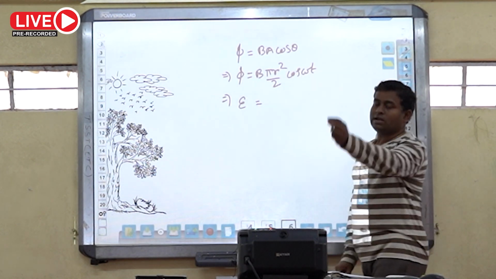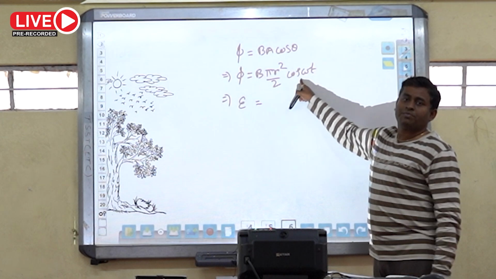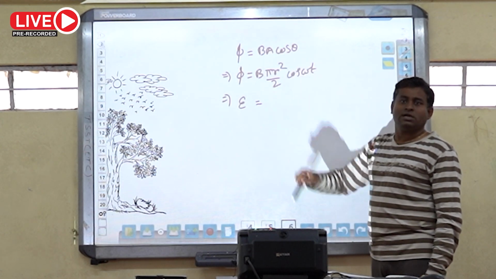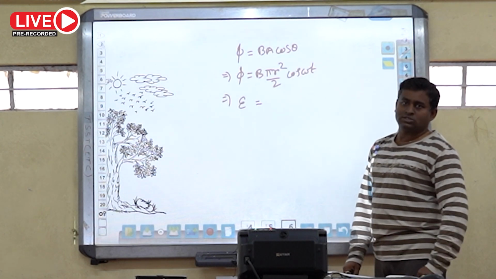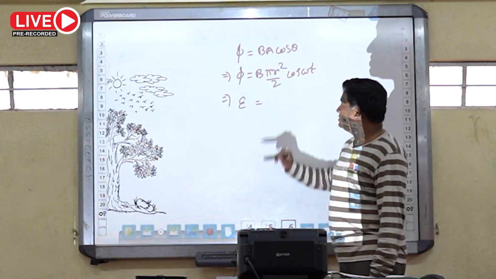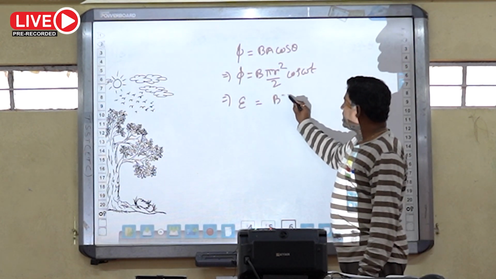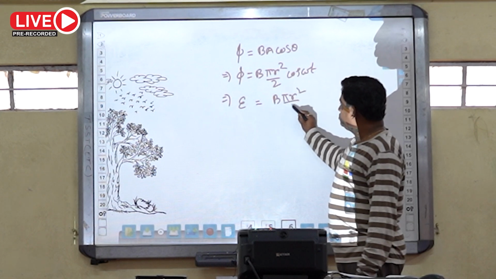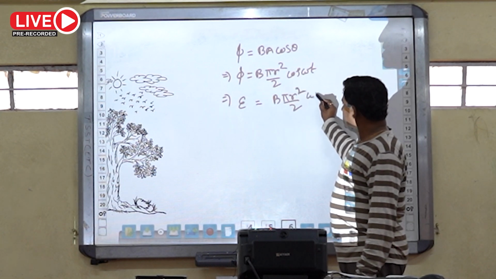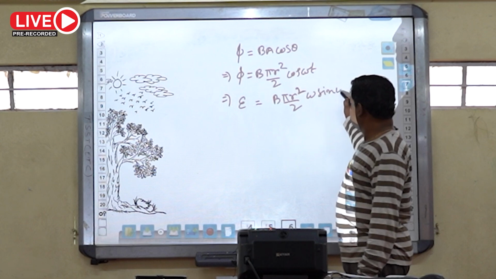So when you calculate d phi by dt, the derivative of cosine will give a minus sign, and there is already one minus in the formula due to Lenz's law. So this will be plus. So it will be B pi r square by 2 times omega sin omega t.